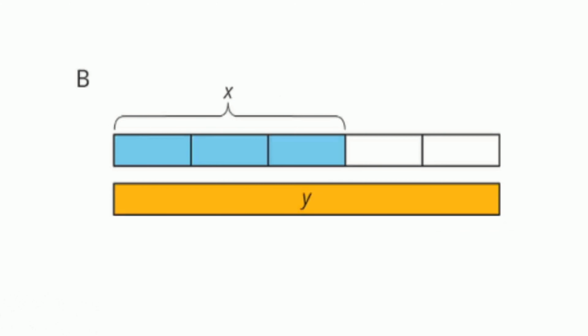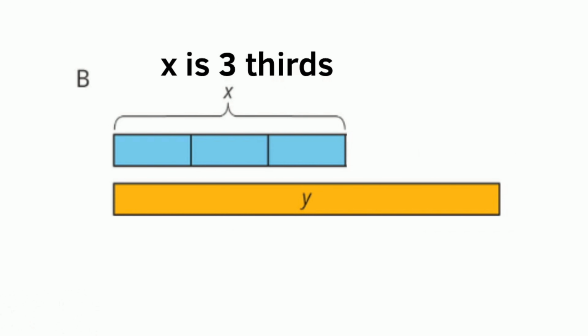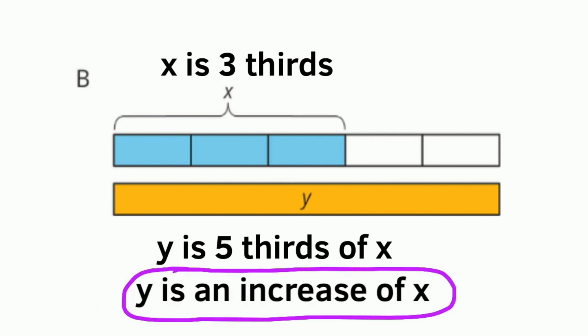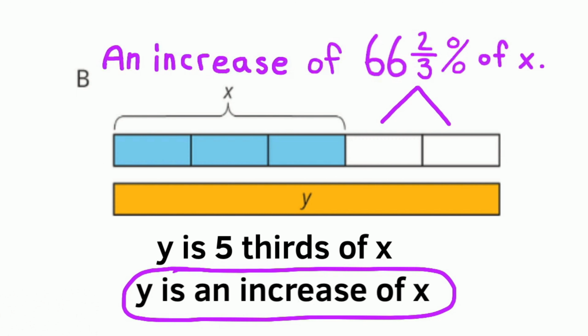B. Again, x is the blue shaded part, and there's 3/3 shaded in. Y is 5/3 the length of x. X going to y means that 3/3 went to 5/3. So we know that y is an increase of x. That's an increase of 2/3 of x. Y is an increase of 66 2/3% of x.